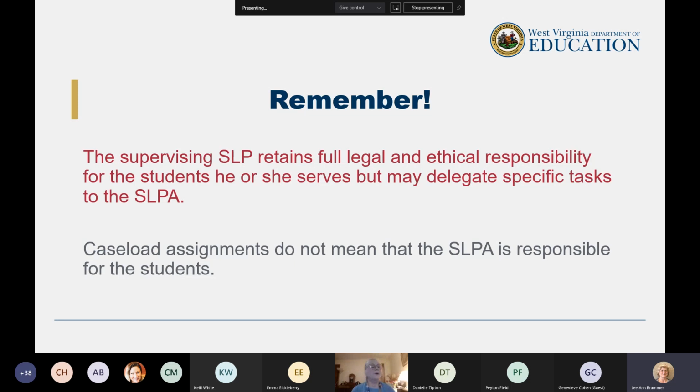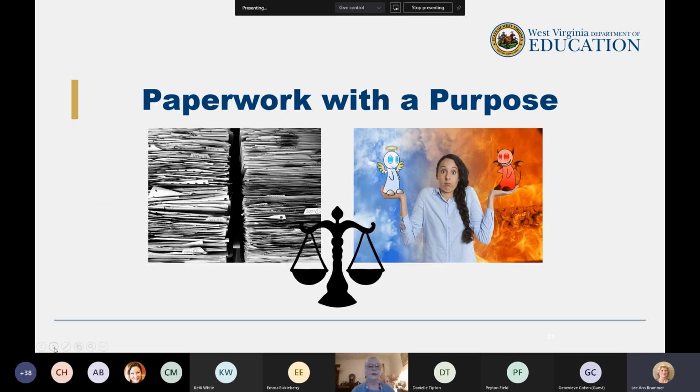So remember, though, the ultimate responsibility is with the SLP. You retain the full legal and ethical responsibility. Just because a caseload is assigned to the SLPA doesn't mean that the supervisor is not responsible. The assignment is basically a paper thing, but really all these kids are on your caseload as a supervisor.